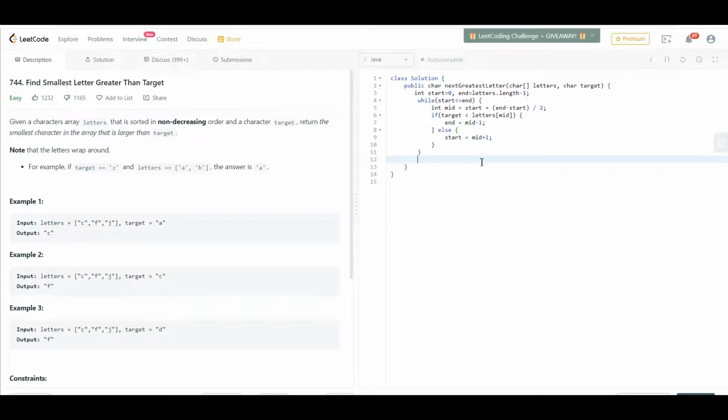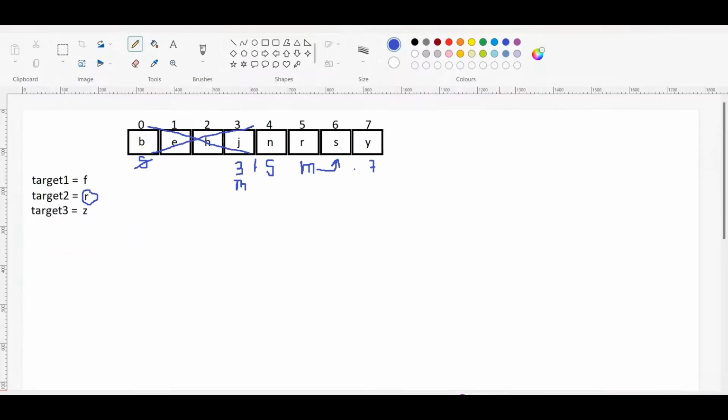So the situation is that we don't have to return the target element, we have to return the element that is greater than the target. Suppose in this case our target is at this position, in the 5th position, so eventually our start and end would move to this position. Suppose we have to find for t. Our mid, start and end would all finally move here, and we found that our element is not found.